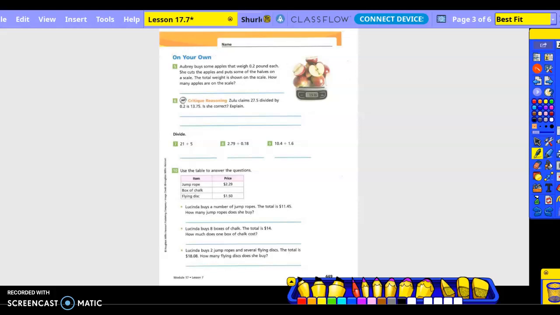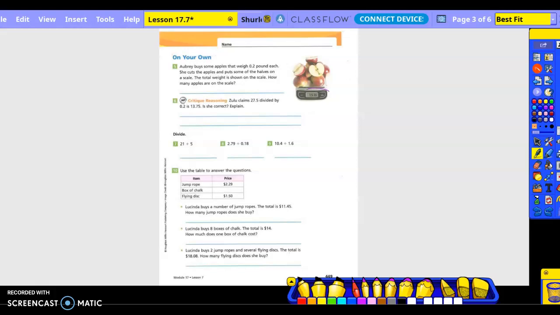Fifth grade math lesson 17.7 part 2, on your own. Aubrey buys some apples that weigh 2 pounds each. She puts some of the apples on the scale. The total weight is shown on the scale. How many apples are on the scale?